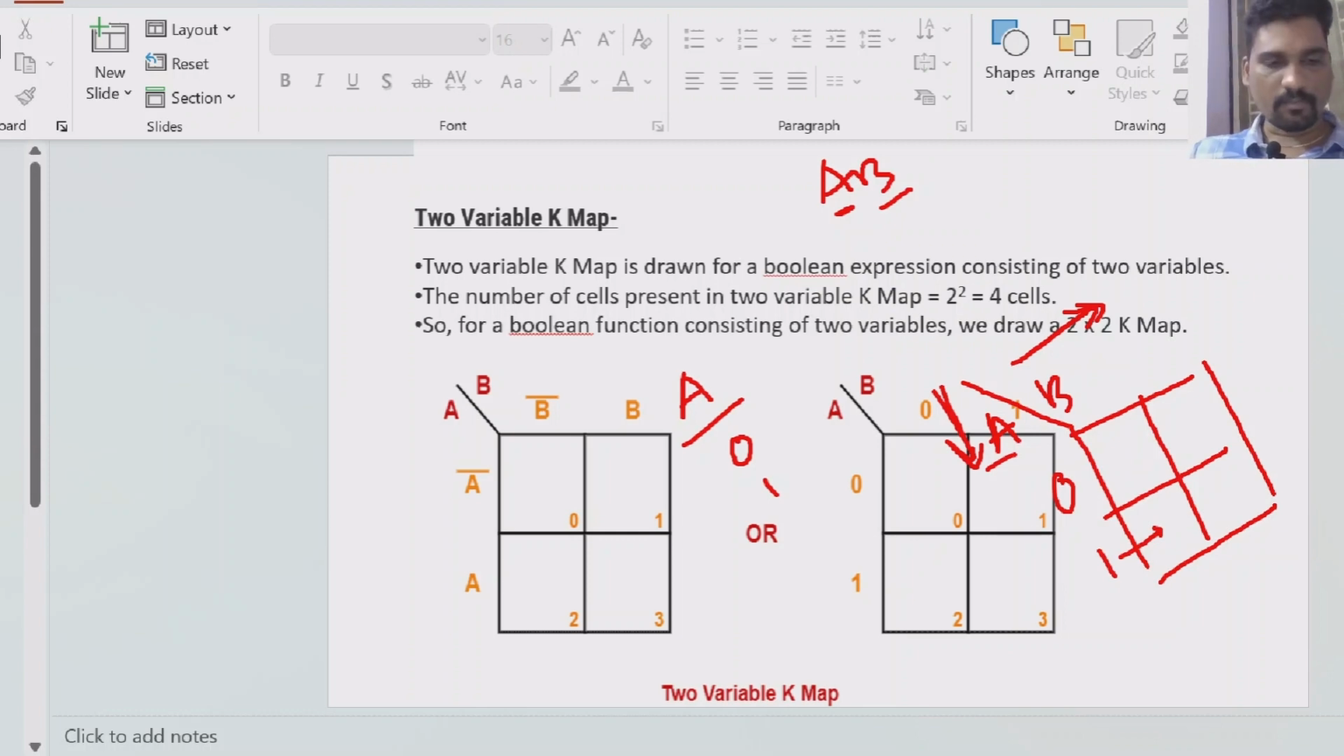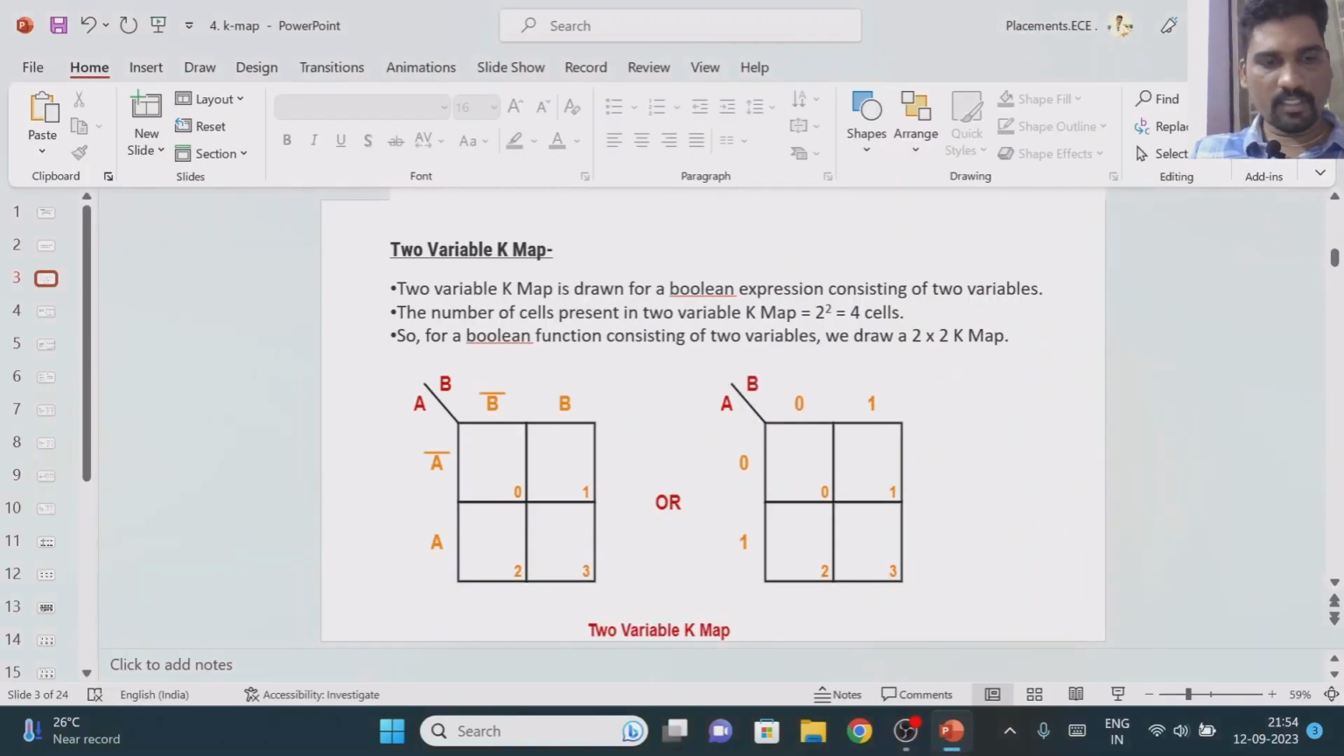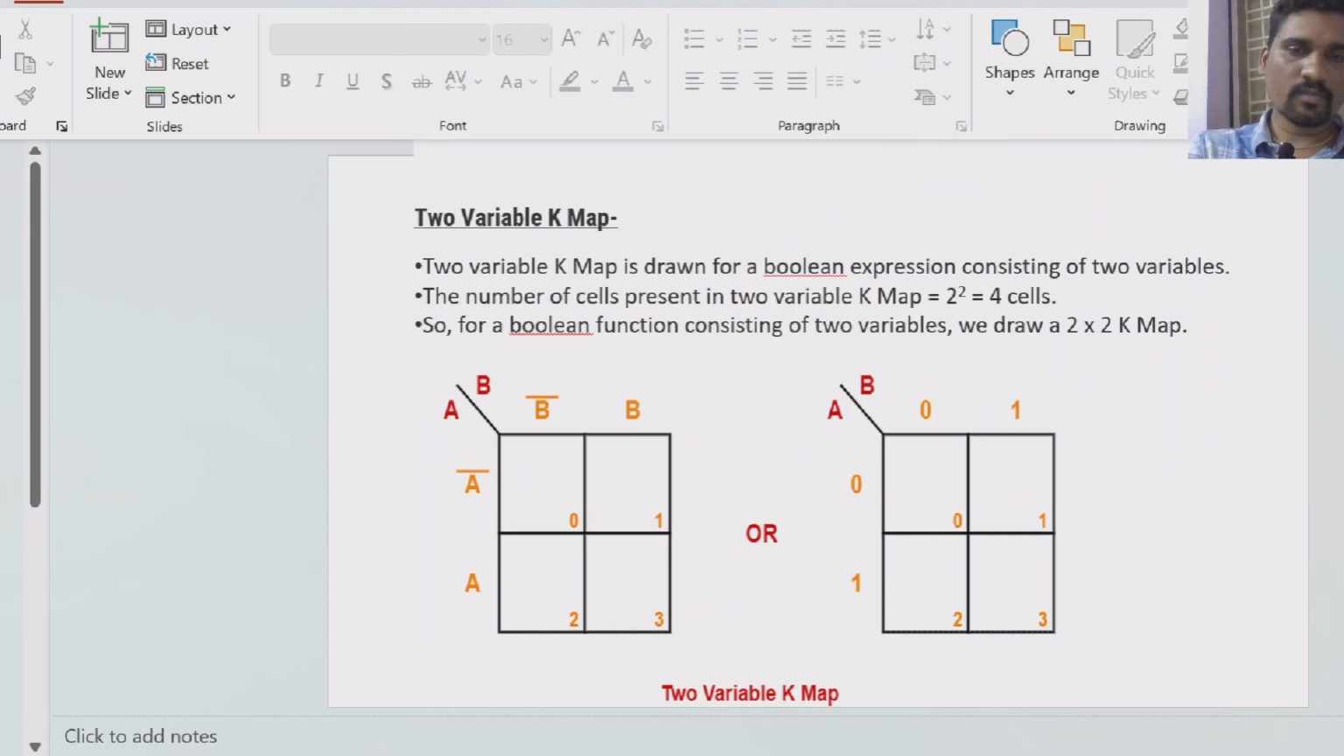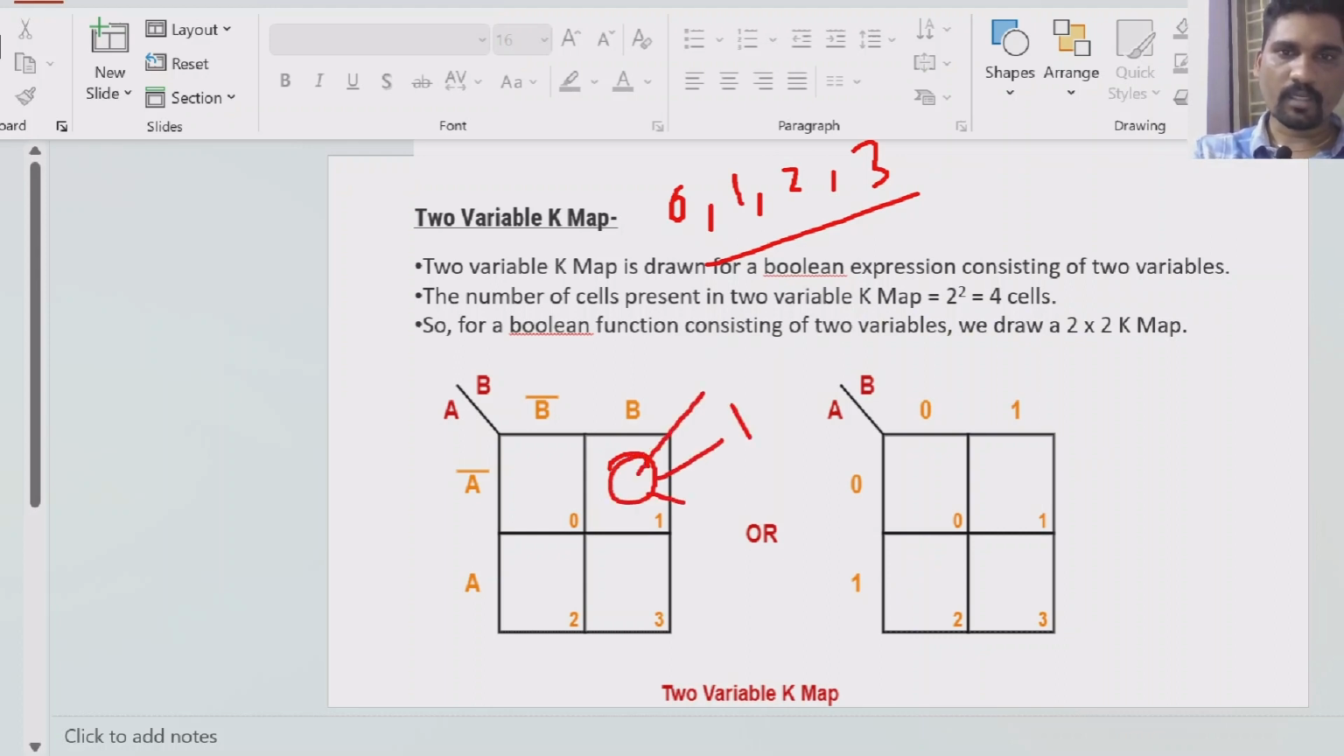So the first variable is completed. Now we have the B value. What are the possibilities for B? Again, it may be 0 or 1. So here we write 0 for this cell and 1 for this cell. Now if you observe, out of these 4 cells, out of the 4 possibilities 0, 1, 2, 3, what is the value of each cell? It may be 0, 1, 2, or 3. That we have to find out.